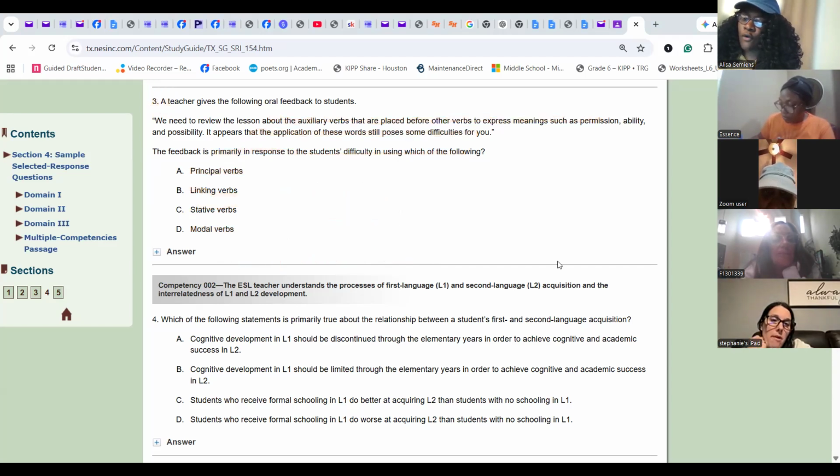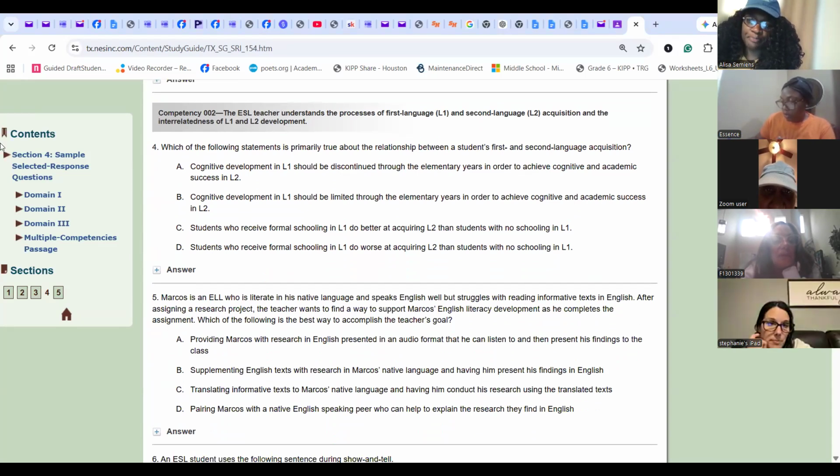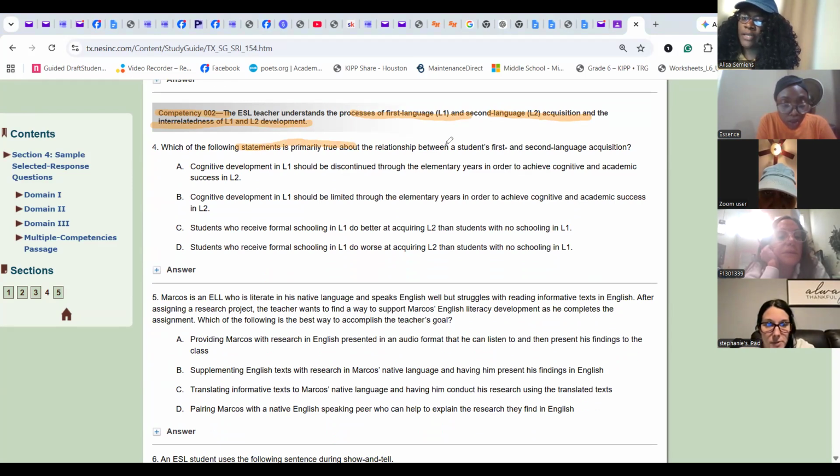All right, so for number 4, I'm going to highlight what's important. And now we're in competency 2. The teacher understands the process of first language and second language acquisition and the interrelatedness of L1 and L2. So which of the following statements is primarily true about the relationship between the student's first and second language acquisition? When you're ready, you can put your answer in the chat.